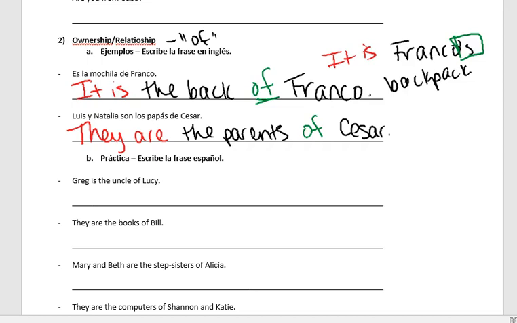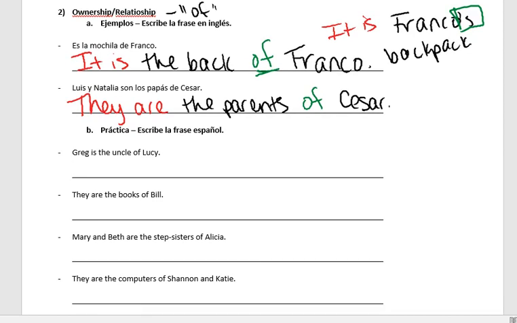So now we're going to do this in Español. So we're going to follow the pattern. So Greg is the uncle of Lucy. Or Greg is Lucy's uncle. So let's follow the pattern. Greg, es, we already have here. Or is S, we have it up top. The uncle, so el tío, of, is that de, and who is he the uncle of?